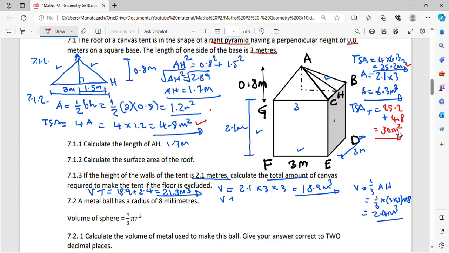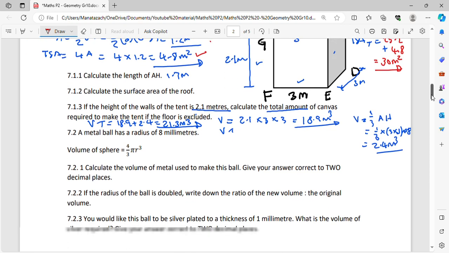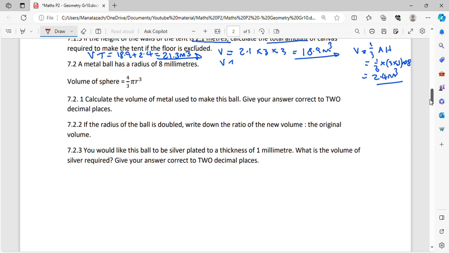So I was just showing you here if you had to calculate the total surface area instead of the volume for question 7.1.3. Okay, now let's move on to the next part of our question, 7.2.